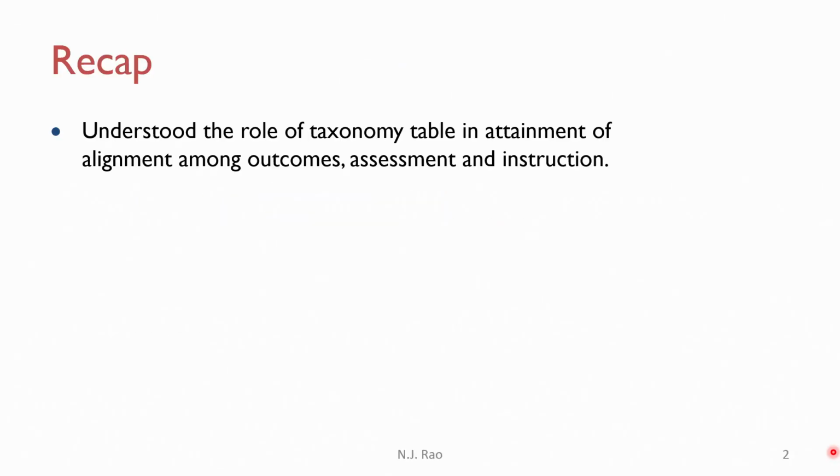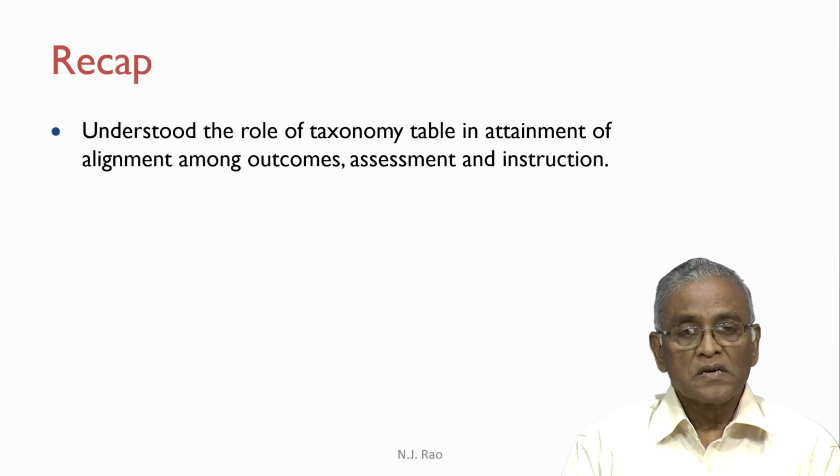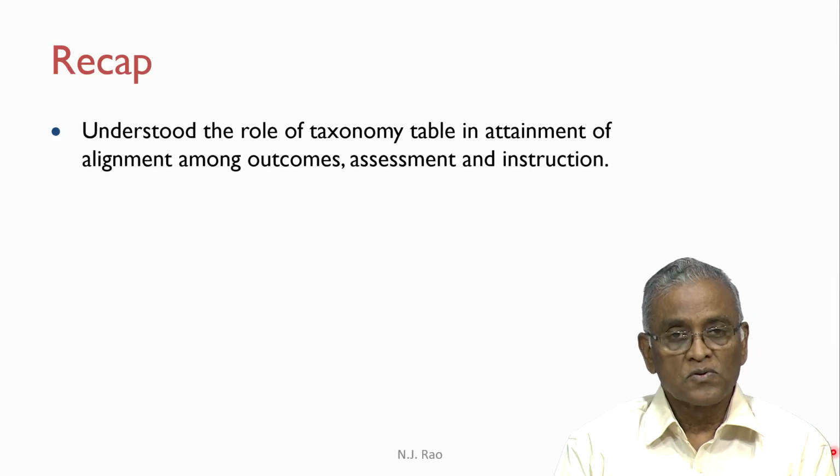In the earlier unit we tried to understand the role of the taxonomy table in attaining alignment among outcomes, assessment and instruction. The taxonomy table really does not tell you how to write course outcomes, but having written course outcomes, it provides a framework for looking at the issues of alignment, tutoring and so on.